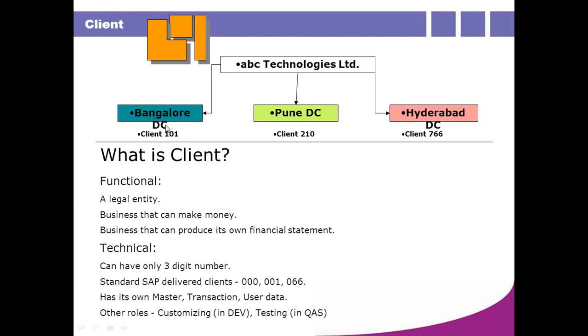As in this example, I have three clients: 101 for Bangalore, 210 for Pune, and 766 for Hyderabad. If I log into the 101 client, as you observe in your system also, you are logging into one client. You just give username and password, but on top of that there is one more option, client. Probably you are seeing 800, I think. That means you are logging into one place, maybe 800 or 101, whatever the number may be. You can access this data and modify this data, that client's data. But you can't modify the Pune data or access it.